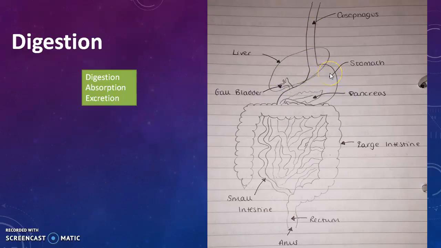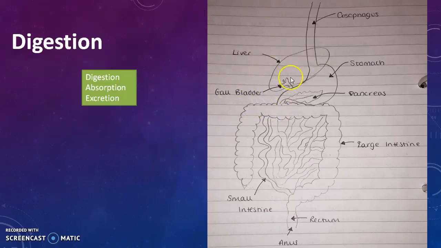This is where all the chemical digestion happens, with all the enzymes breaking down the food so it can be absorbed. The next is the pancreas, which is here, this bit here. This is where the enzymes are secreted into the stomach to break down the food in the stomach, ready to be absorbed in the small intestine.